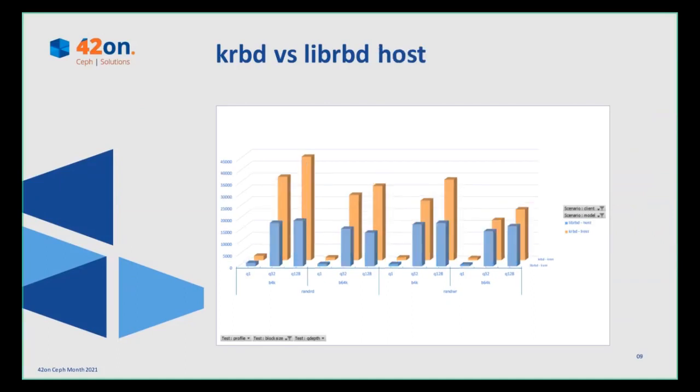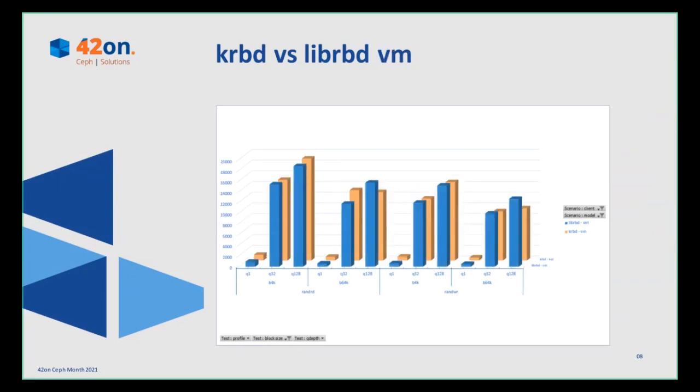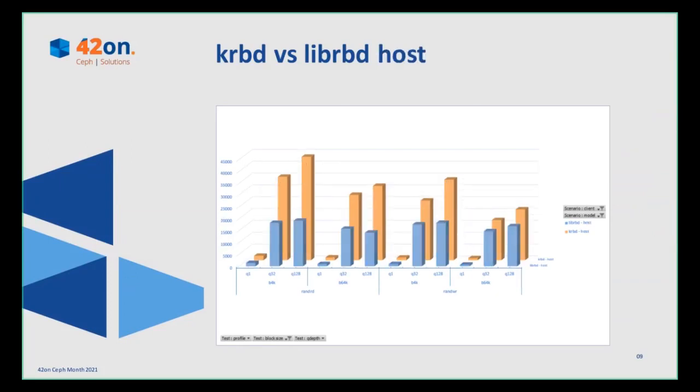Now, it almost looks like the performance halves, but it's not. If you look at the left, you can see that the scale changes. So if we look at the krbd versus librbd on the host, there we can see massive differences.